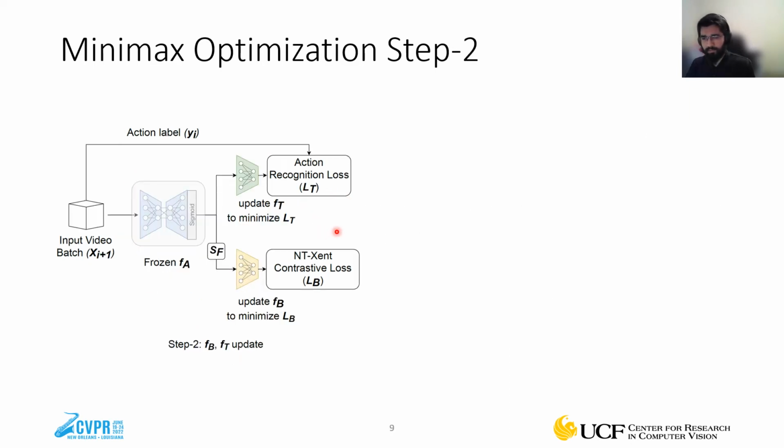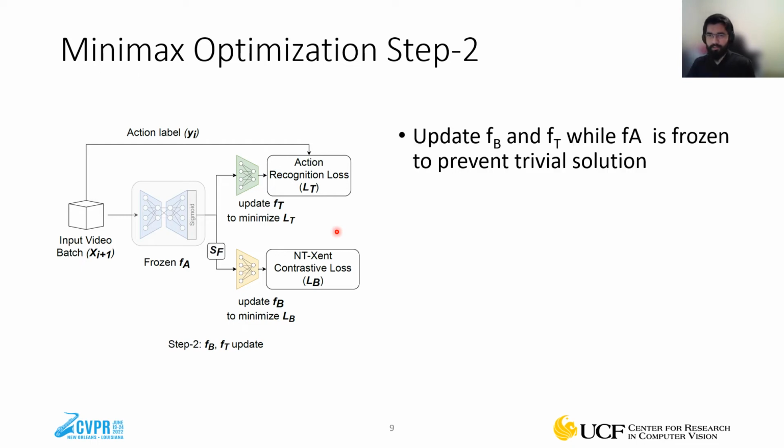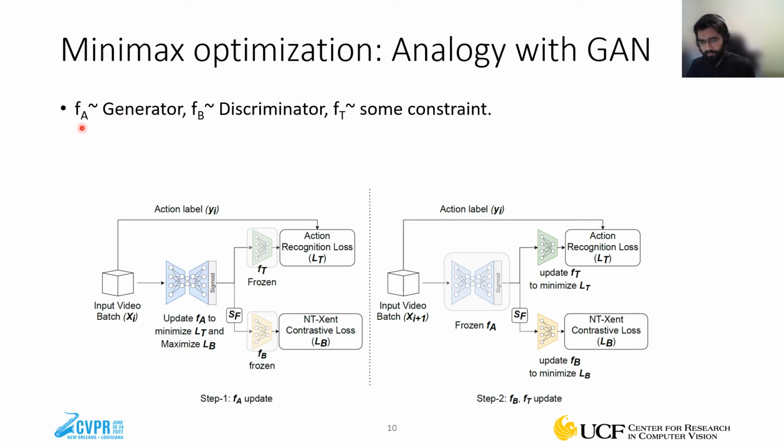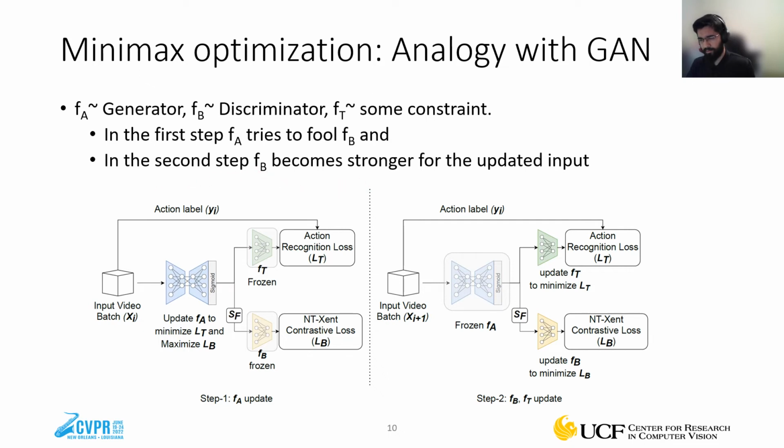If we just keep FT and FB frozen, then FA learns some trivial anonymization. So to prevent that, we minimize both LT and LB in the next step, where we keep FA frozen. Now, to better understand this, we can draw some analogy with GAN training. If we consider FA as a generator, FB as a discriminator, and FT as some constraint of the GAN, then in the first step FA tries to fool FB, and in the second step FB becomes stronger to avoid being fooled by FA.